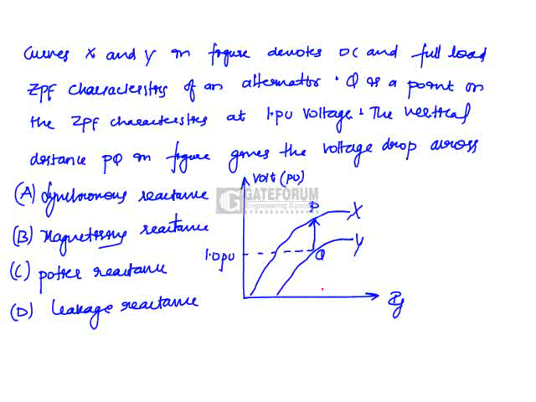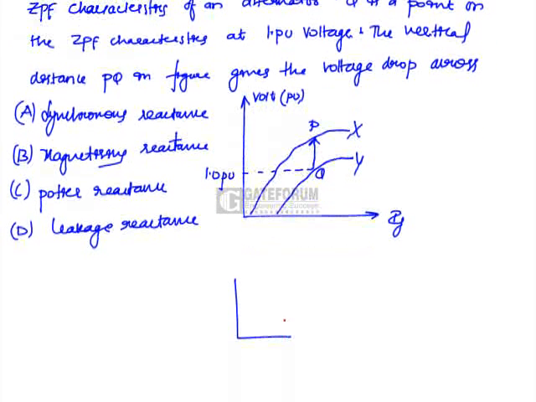Okay, many people think that it is the Potier reactance, but that is the wrong answer here. Now what is Potier reactance here? If you have full load ZPF, okay, this is the OCC characteristics. If this is ZPF characteristics. Now what is Potier reactance?